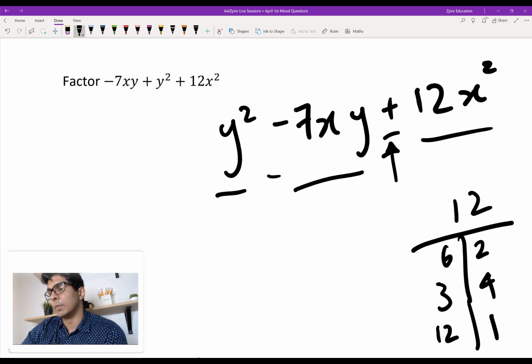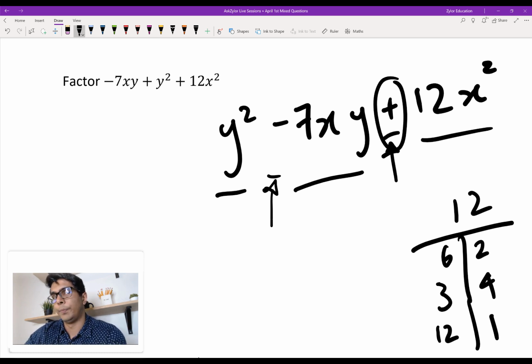Right? But they need to add up to -7 because the signs are important. This sign tells me that the two numbers that I'm choosing have to multiply to give me a positive number, but this sign tells me that the two numbers, if I add them up, give me a negative number. So the only possibility is if both the numbers are negative. That's how I can get a positive number here. So that's why I'm going to use 3 and 4, because if I add them up, I'm going to get 7.